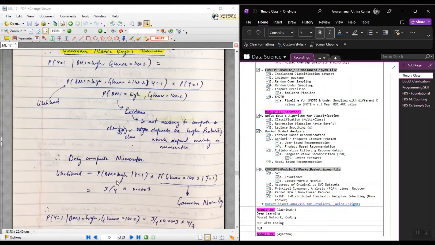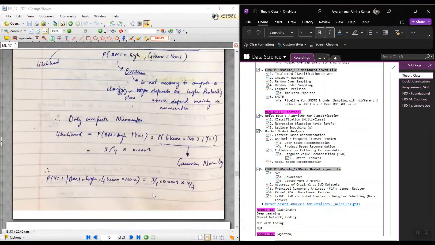So the likelihood, as we know, we have to consider it as independent events. So the probability that BMI is high given that the patient is 1, times the probability that glucose is 140 given that Y is 1. As we discussed, if this data doesn't exist, it doesn't mean that it's 0. So we just take a very small value and consider it like that. And then we compute the likelihood. Okay, and then we finally get the probability for a given sample which has categorical as well as continuous values.